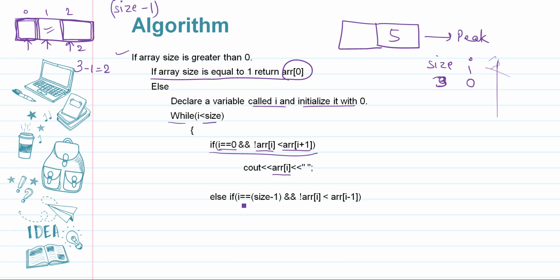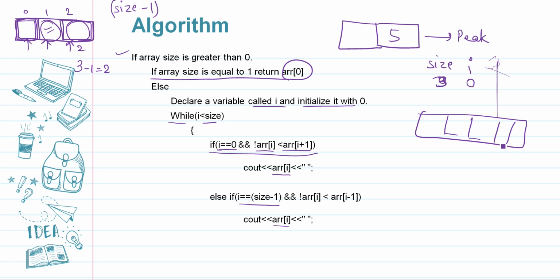If i is equal to size minus 1, which basically means this is the rightmost element, and this element should not be less than the previous element, basically its neighbor. If this condition is satisfied, again we need to print that element. Now at last we need to consider all the middle elements. In this case we have 1, 2 and 3 as middle elements, right? So this middle element should not be less than its left neighbor and right neighbor. And if this condition is satisfied, we again need to print it.